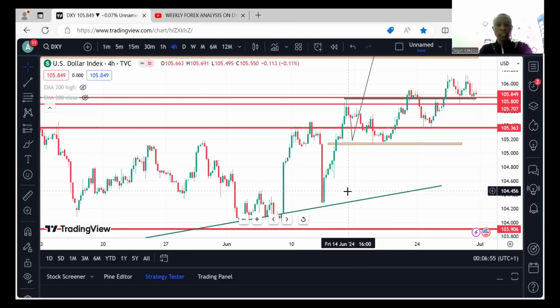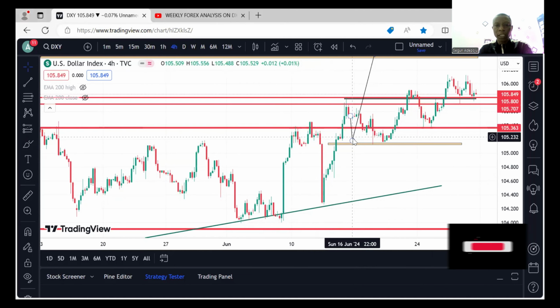Last week, I did an analysis on DXY. I said that DXY is coming down. It will do a retracement, a pullback before we start going up.